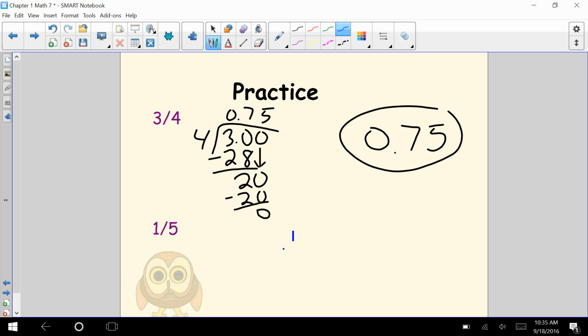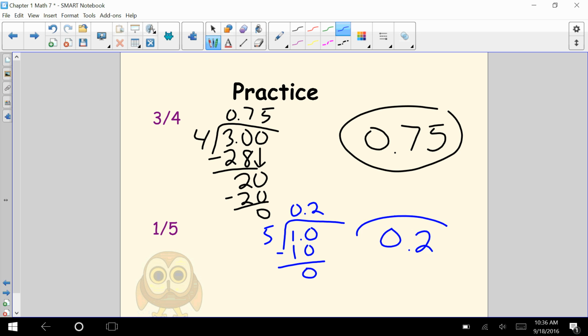For 1/5, I put my 1 underneath, my 5 outside. 5 doesn't go into 1, so I add a decimal and a 0. 5 goes into 10 2 times with nothing left over, so my answer is 0.2.